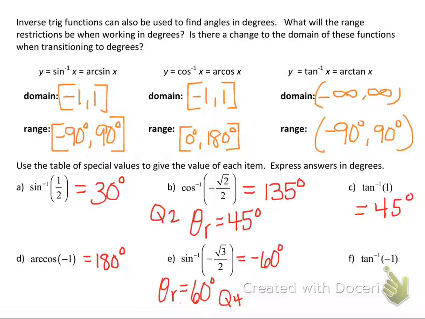And then for tangent of negative 1, our reference angle was 45 degrees. Quadrant 4, so just like the one we just did, it's going to be negative 45 degrees.